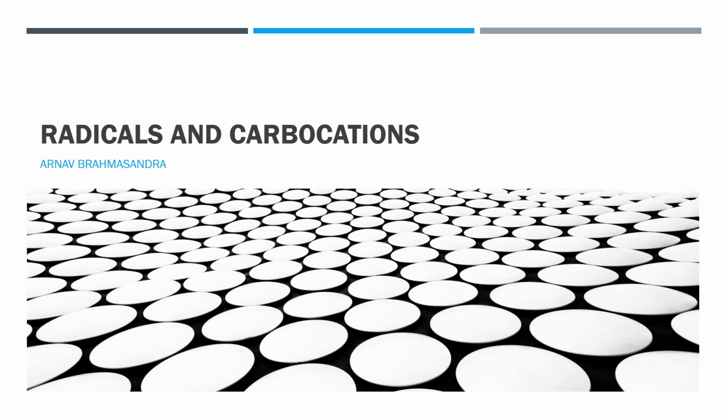In this video I want to go over radicals and carbocations. Firstly, we've already discussed what radicals and carbocations are in the odd Lewis structures video, and we talked about how we can draw these Lewis structures and how they're a little bit weird. They don't have octets, or they have unpaired electrons. They're not what we normally see.